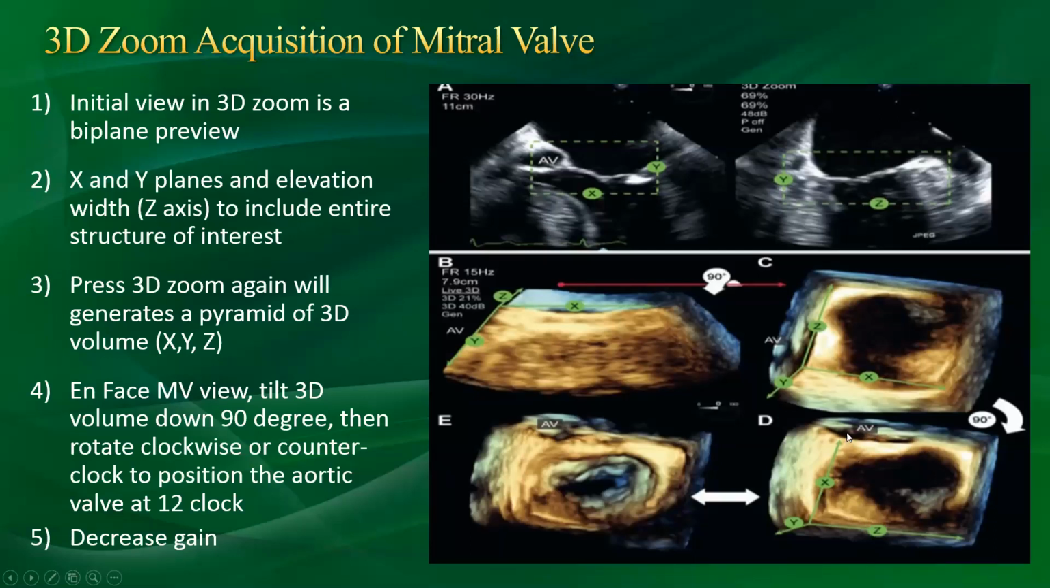counterclockwise, it doesn't matter, as long as you move your aortic valve to the 12 o'clock view. One thing I would recommend when you do that: hit the freeze button. It will make it easy for you to manipulate and bring this data set downward to 6 o'clock, then rotate clockwise or counterclockwise to bring the aortic valve to 12 o'clock, and you decrease your gain, and you see the anterior mitral leaflet.